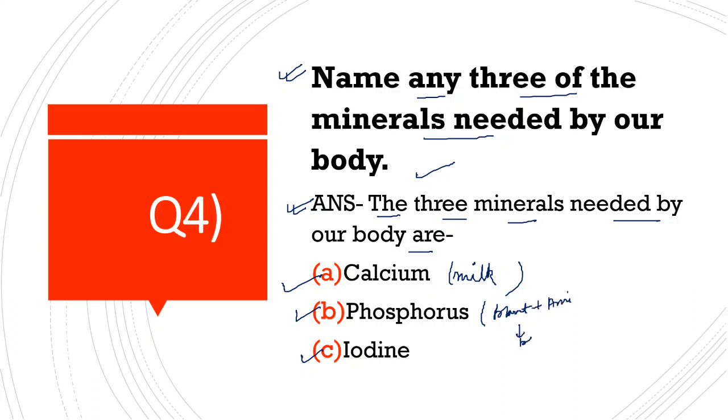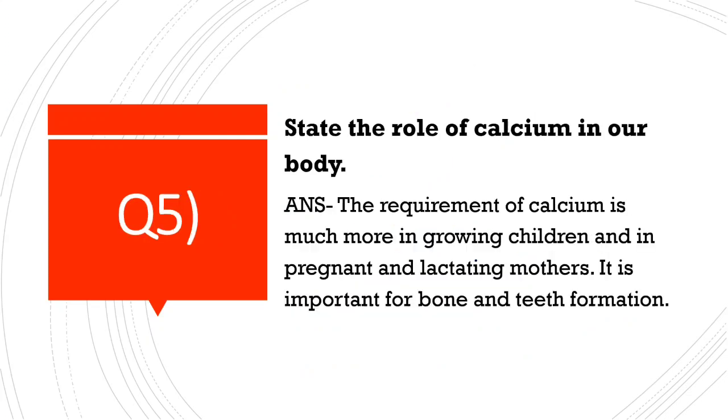Plant food such as beans and nuts, and in animal food it can be found in fish and meat. Next comes iodine. Now where is iodine present? Iodine is present in salt. Now coming to the fifth question. State the role of calcium in our body.